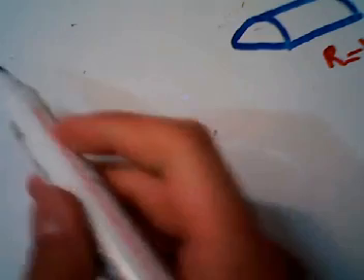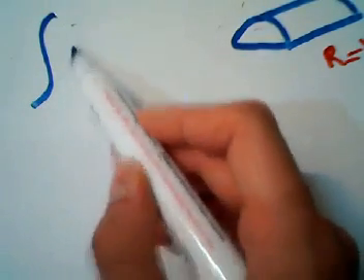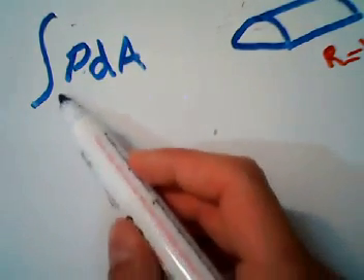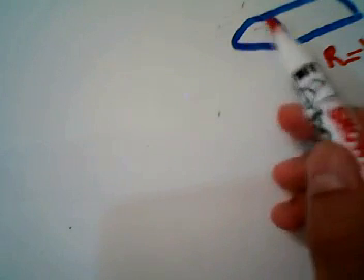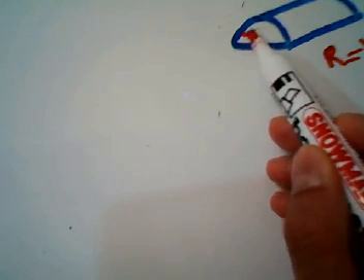Here the force would be the integral of P dA, from something to another thing, but let's do it by the second method I gave you in the previous video, and let's divide the semicircle into infinitesimal parts.